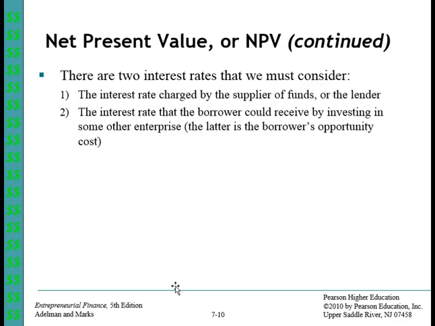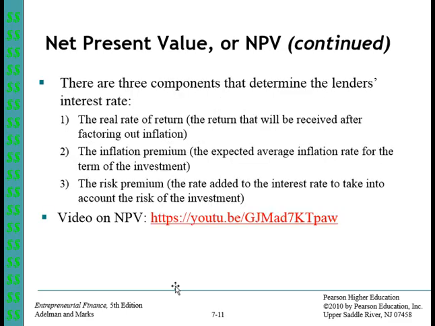In addition, it's the interest rate that the borrower could receive by investing in some other enterprise. So there's an opportunity cost that also could be associated with this. So there's a couple of ways of thinking about the cost of financing. And in the end, there are three component parts to interest rates.